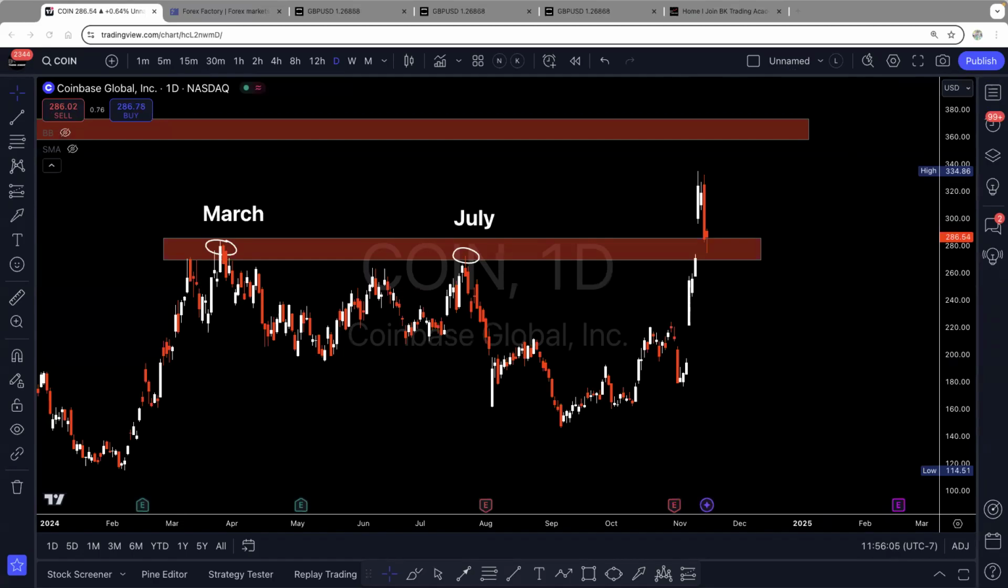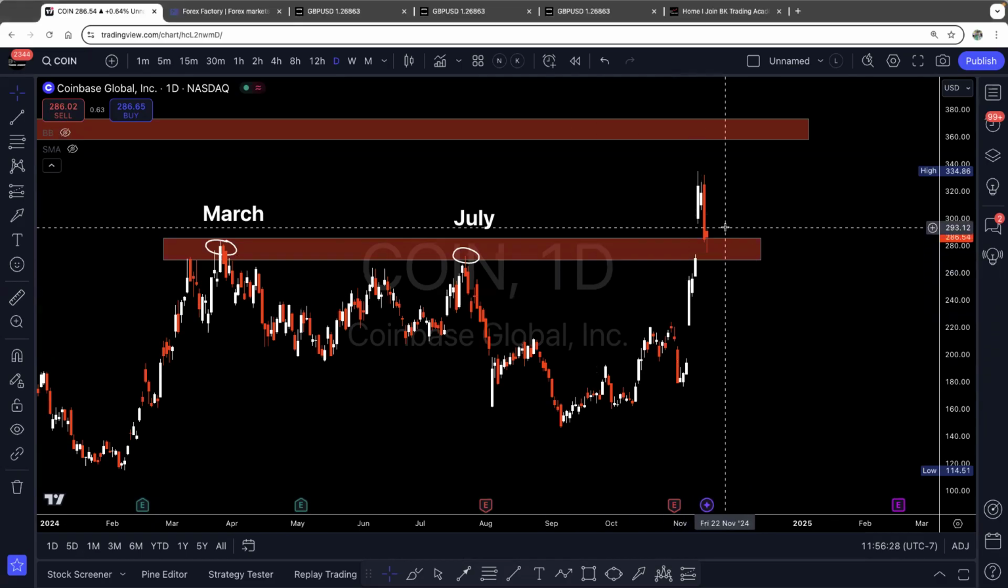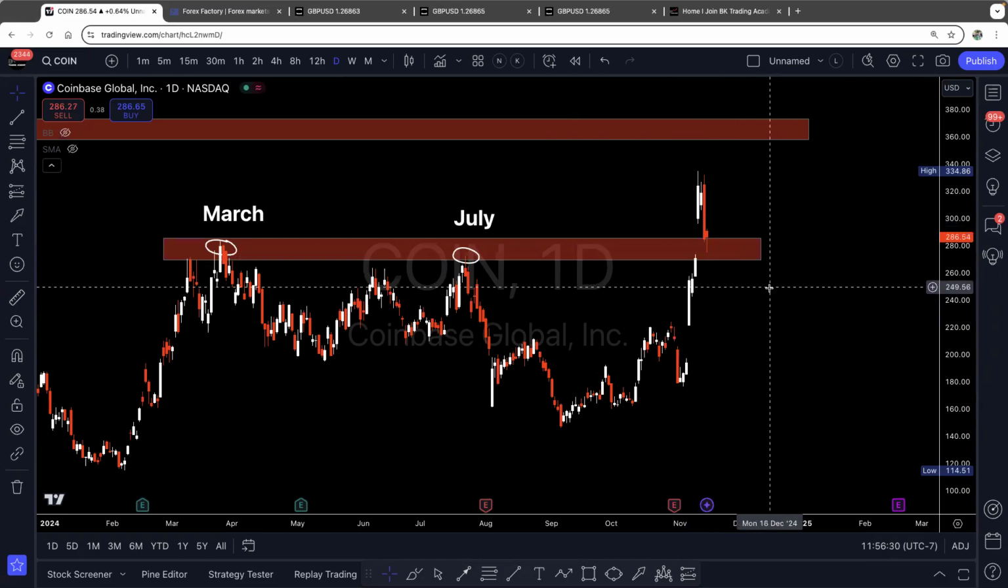For those who are not familiar with Coinbase, Coinbase is a popular cryptocurrency exchange platform. That's where users can buy, sell, and store digital assets, like Bitcoin or Ethereum and other cryptocurrencies. It was founded back in 2012. So this is very popular here, Coinbase. And this is the company that we will be trading.